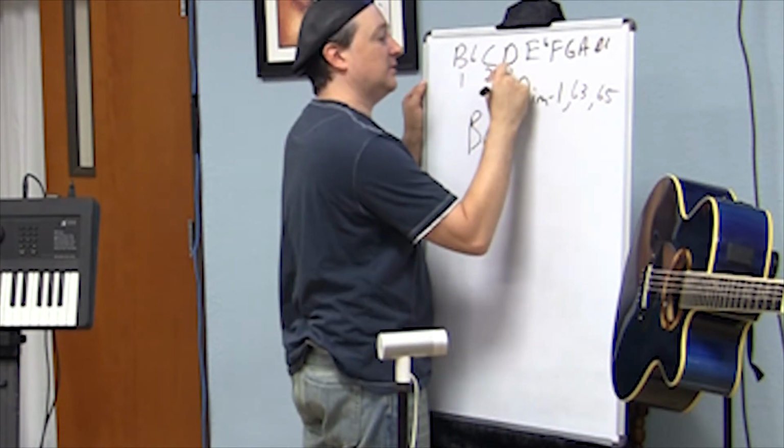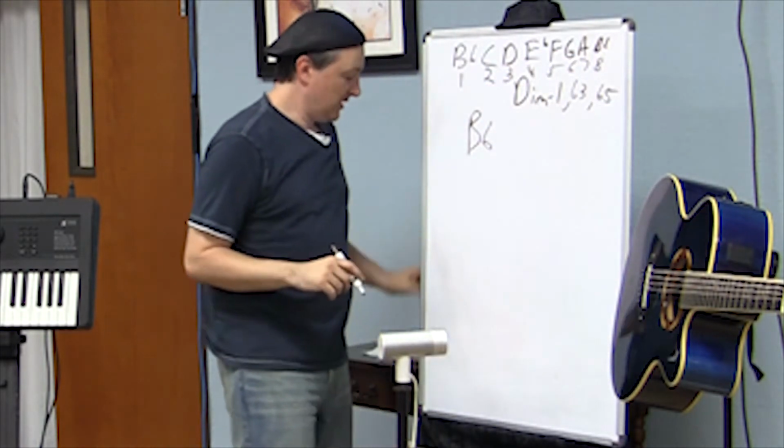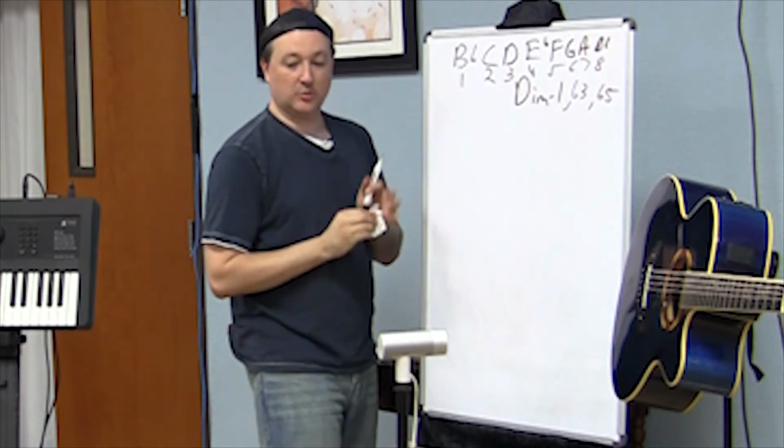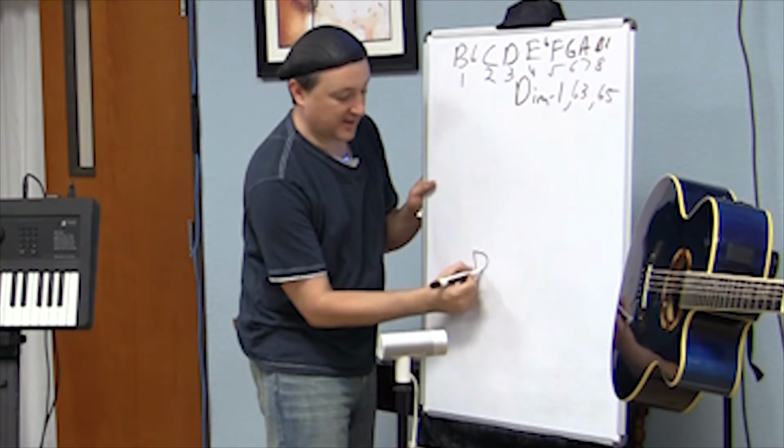1, 2, 3, 4, 5, 6, 7. Those are our scale degrees. Now help me build a B flat diminished scale. In our little chart, what would be the bottom root? B flat. B flat's the right answer.